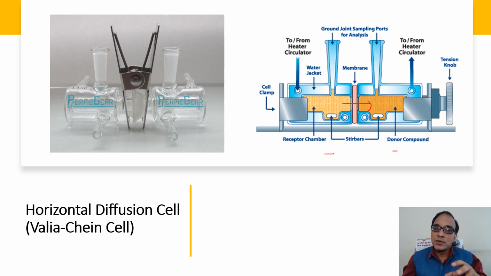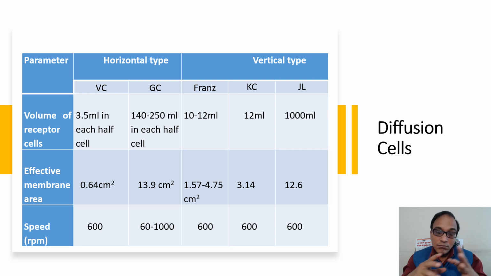This is the ray diagram here, and this is the actual diagram on the left side. You can see, in this way, the Wallechin cell, and in a similar way the Ganman-Chin cell, the GC cell, is there, which is a little bit larger in size. So you have three vertical type diffusion cells and two horizontal type diffusion cells.